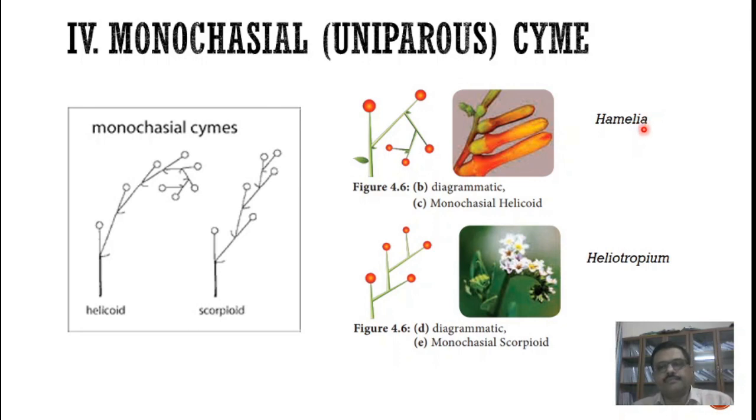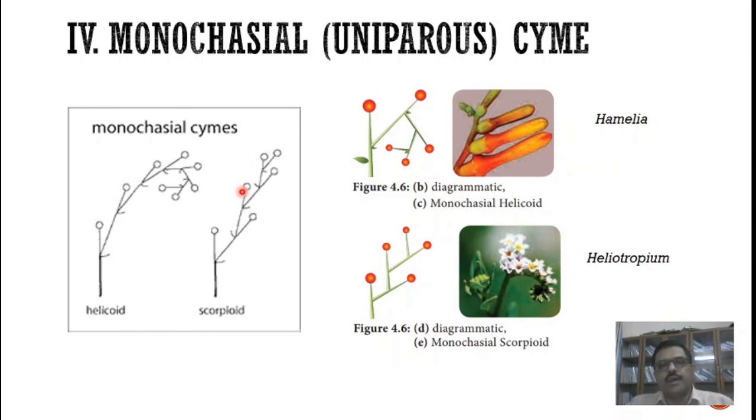As we see in Hamelia, the flowers are all developed on one side. After the formation of the oldest flower, on the same side we find the formation of the next flower, and the next flower is formed again on the same side, and this continues into the newly formed flower buds. So this is monocacial helicoid cyme.